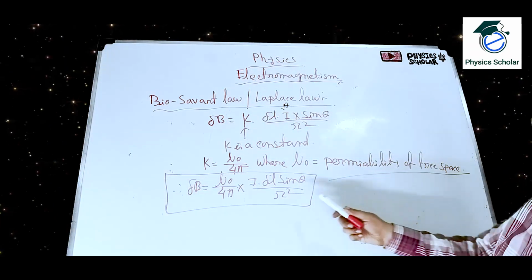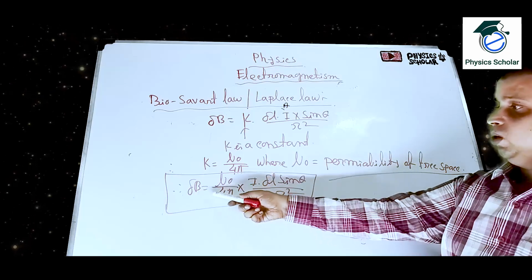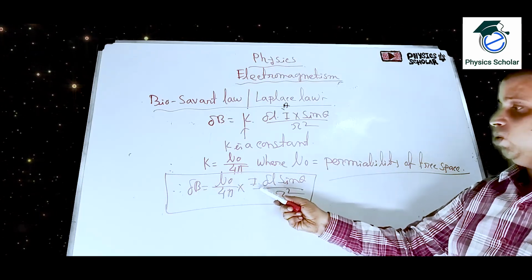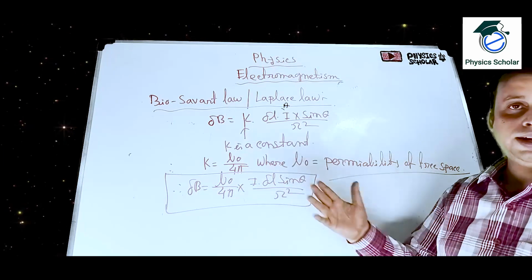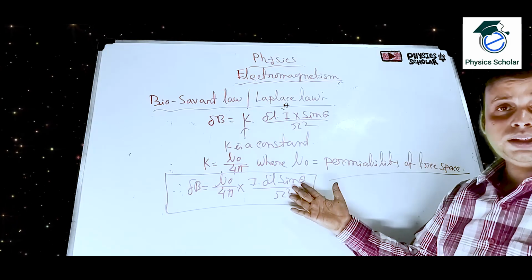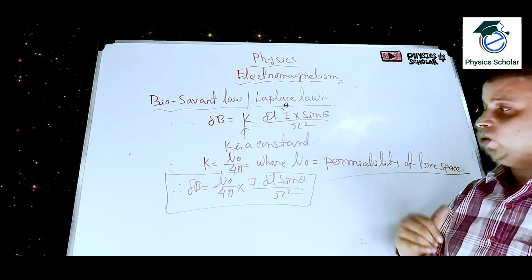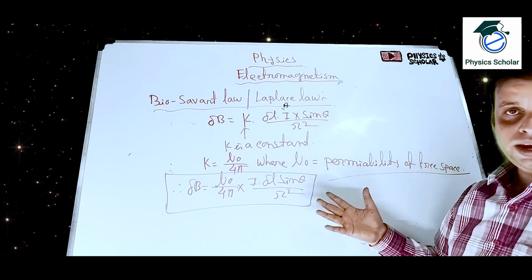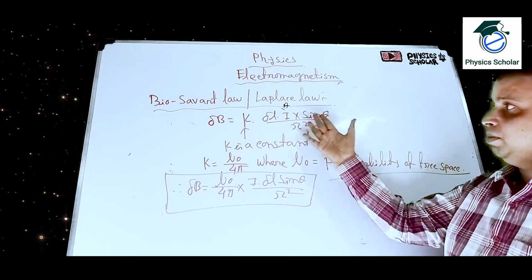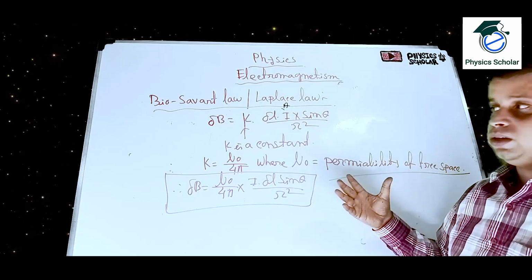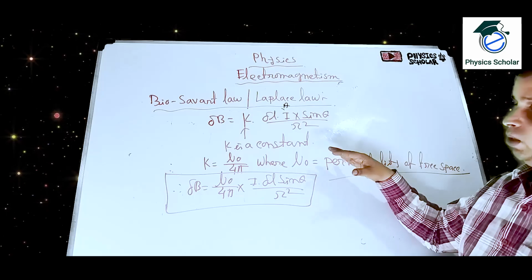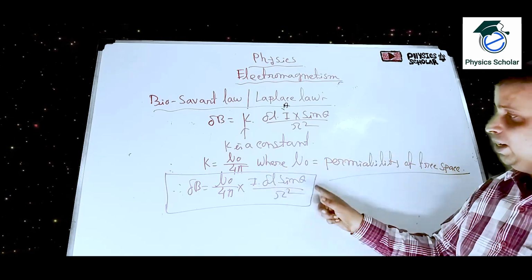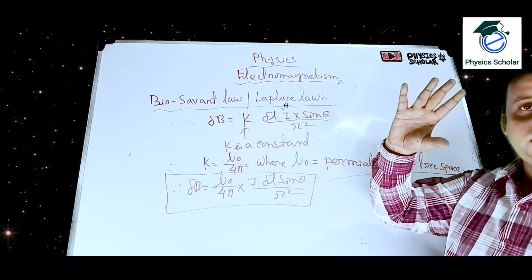Clear? So this is the thing. So delta B is equal to mu 0 by 4 pi into I del L sin theta by r square. So this is the standard form of Biot-Savart law, or this law is also known as the Laplace law. So students, hope you have understood the Biot-Savart law. I explained it point to point. Okay. So if you can remember this equation, then you can easily write the laws.